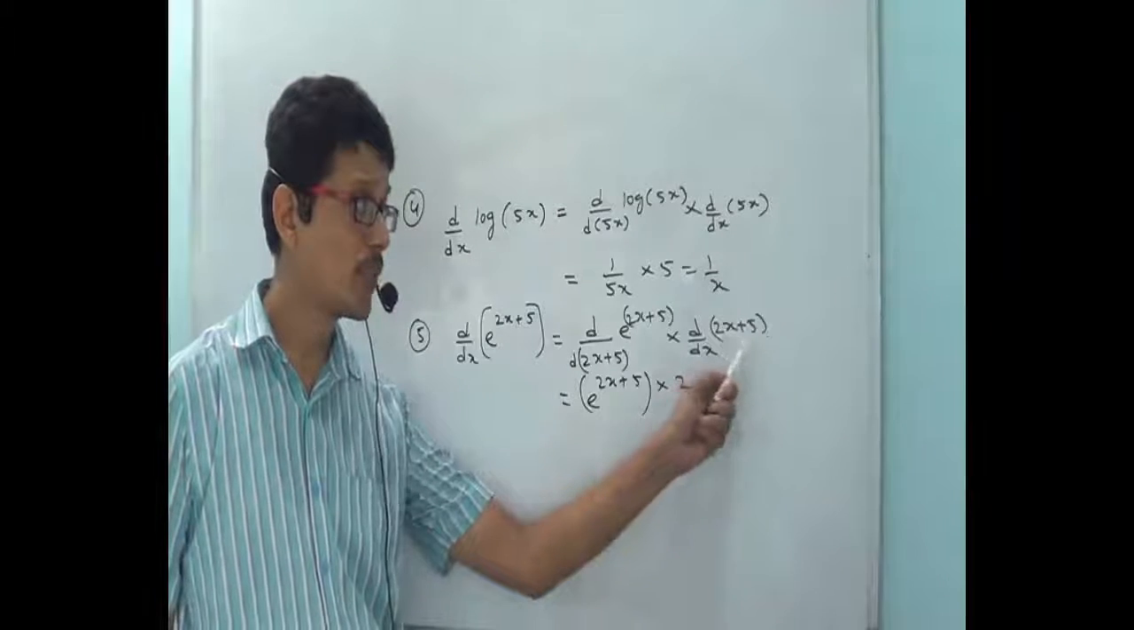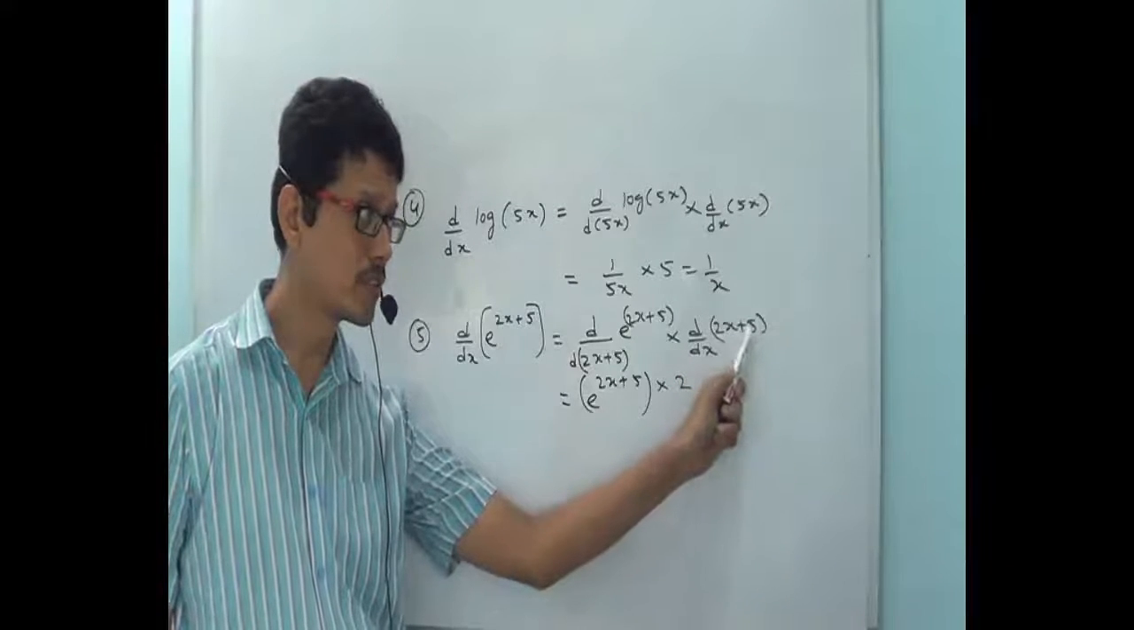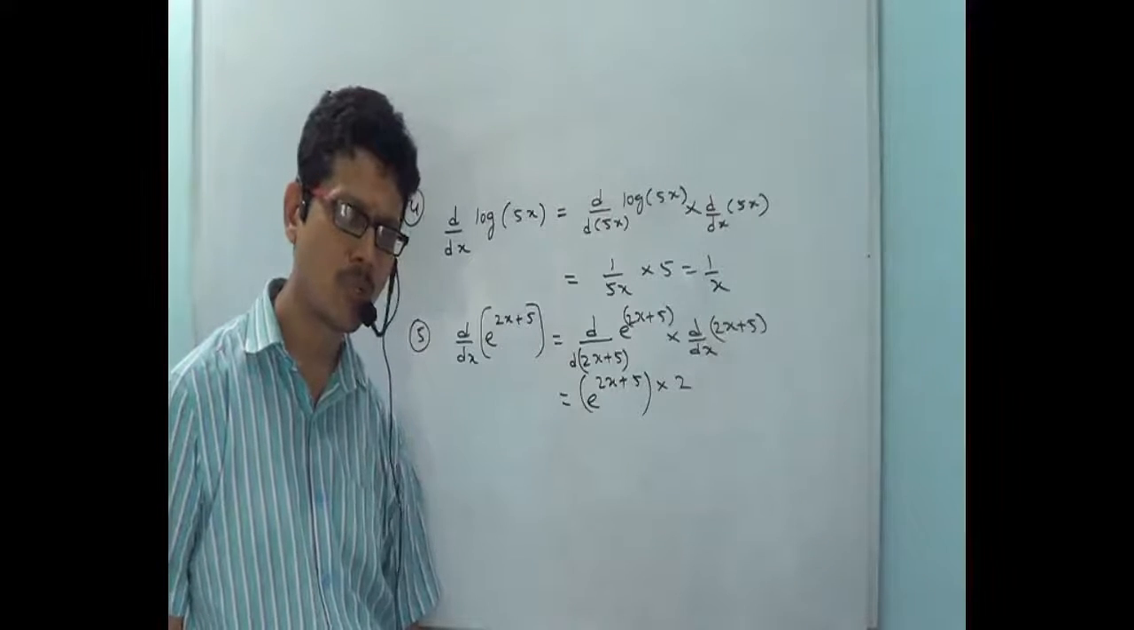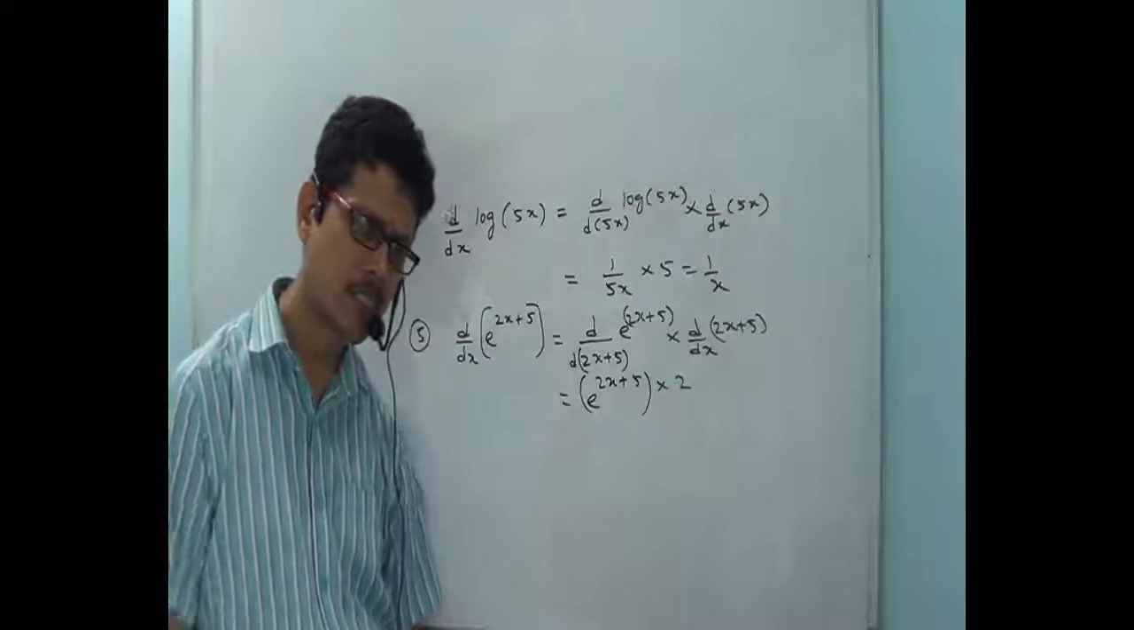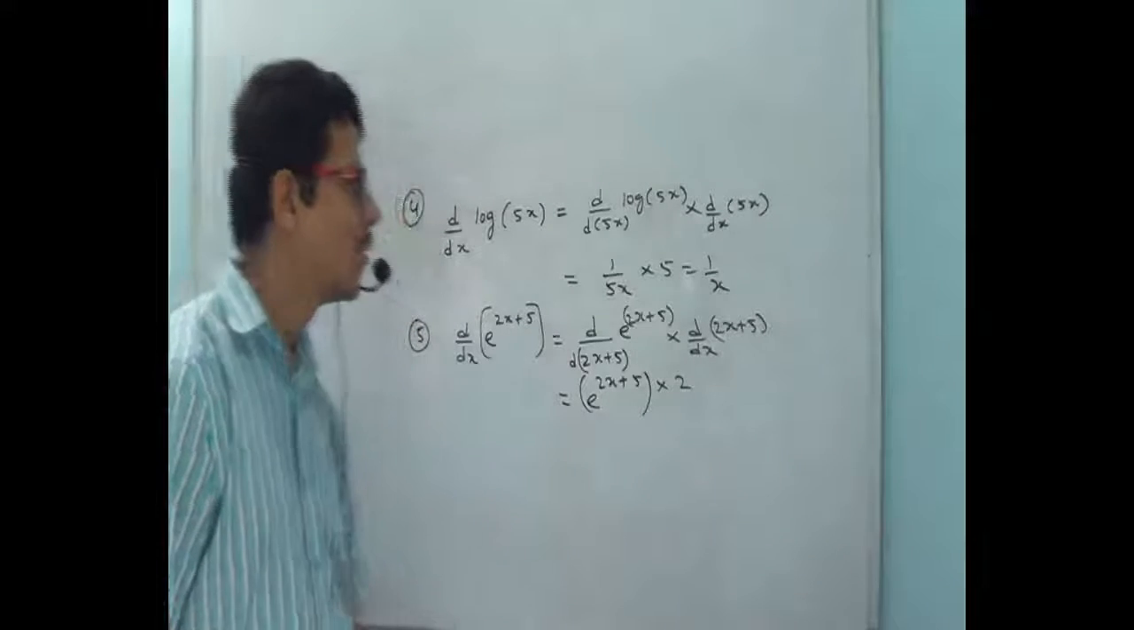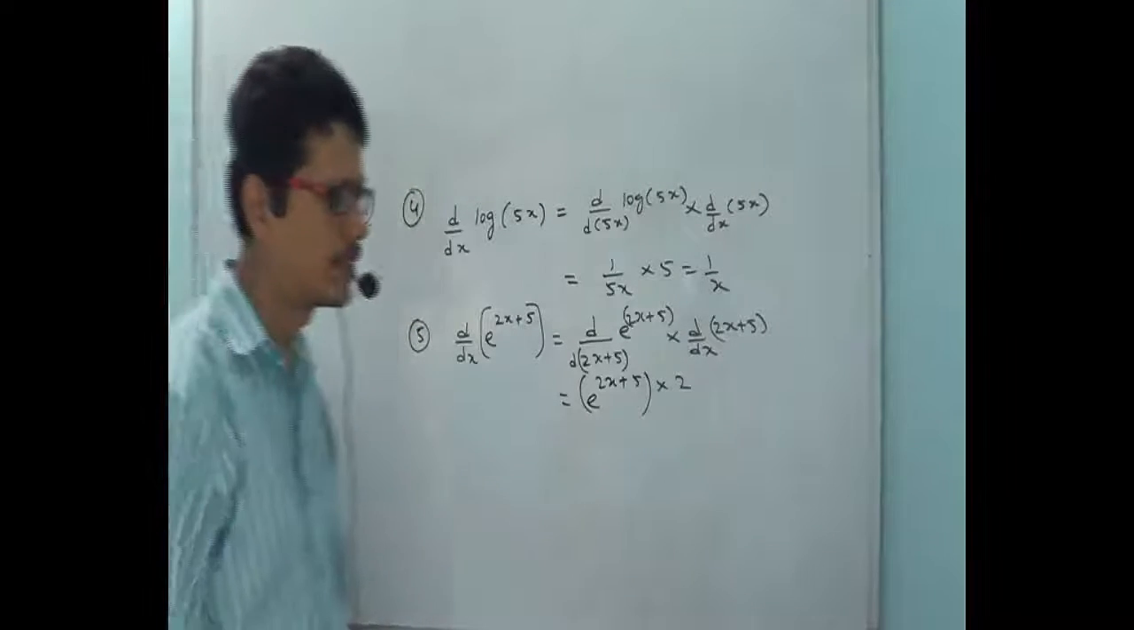What is the derivative of 2x plus 5? 5 is a constant. The derivative of that is 0. The derivative of 2x is 2 only. 2 into dx by dx. dx by dx is 1. Okay. I will erase this.